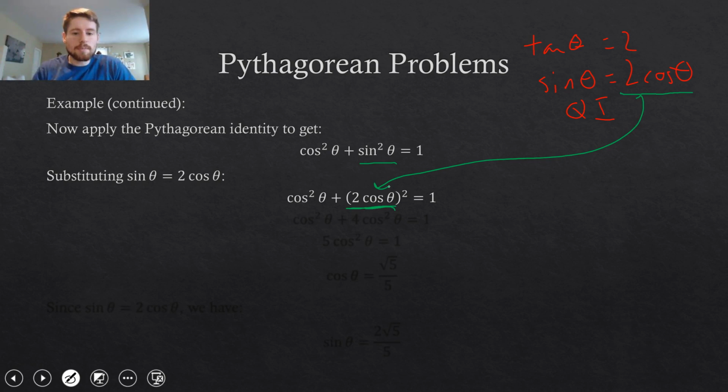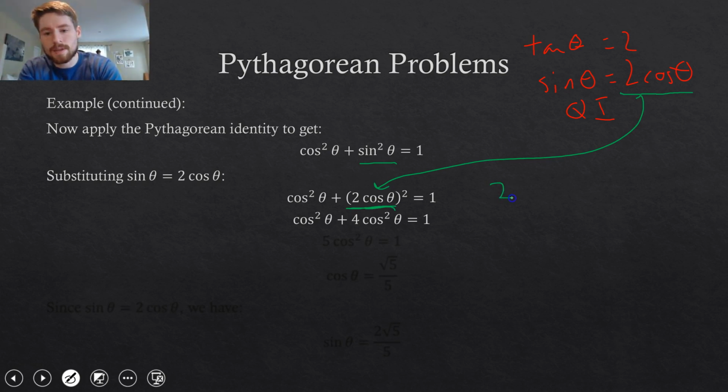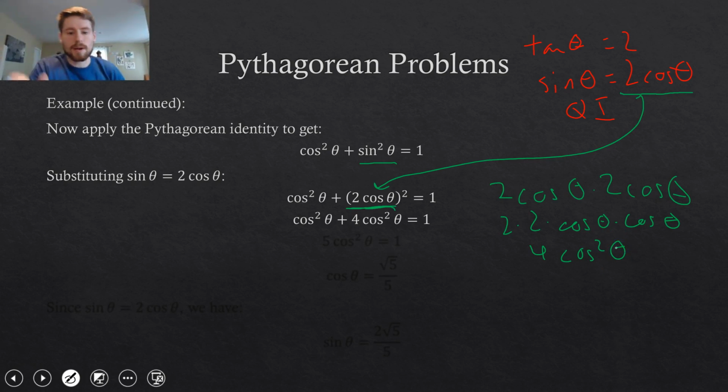So now comes the tricky part, which is making sure we use parentheses around this, because when we square it, we get 4 cosine squared theta. So 2 cosine theta times 2 cosine theta is equal to 4 cosine squared theta. If we rearrange these, we have 2 times 2 times cosine theta times cosine theta. So this is 4 cosine squared theta. Okay? And we add it to cosine squared theta, and that should equal 1.